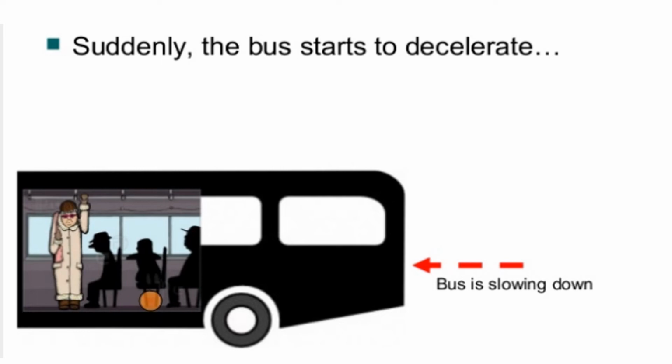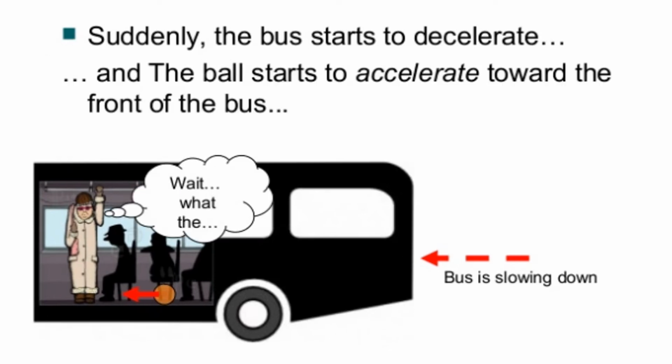Can you observe whether any force is being applied on the ball? Actually, there is no force being applied on the ball. Suddenly the bus starts to decelerate and the ball starts to accelerate towards the front of the bus. You can see that from the red arrowhead on the ball. The observer inside the bus observes that the ball suddenly moves towards the front of the bus. Is there any force actually applied on the ball? You can see there is no applied force on the ball.